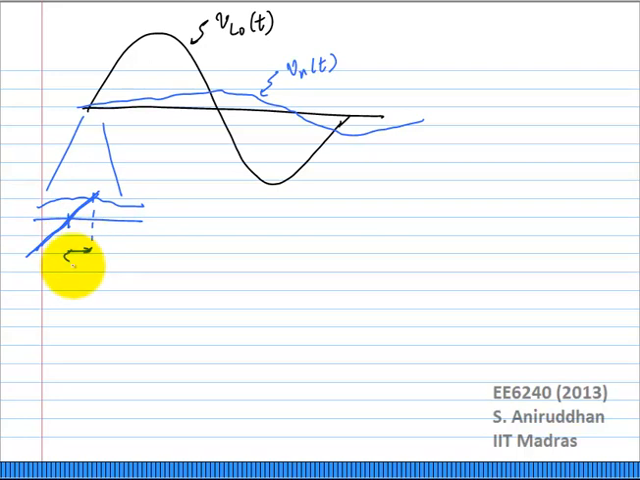And let us say this was some delta t. Okay, how do you find out delta t? Since it's a very, very small portion, we can apply a linear approximation at the zero crossing instant and figure out what delta t is in terms of the voltage waveform.